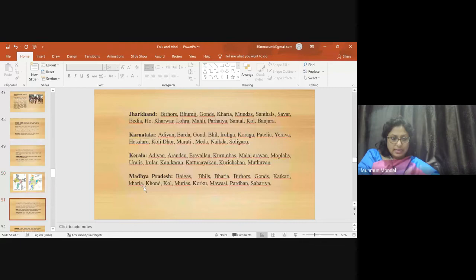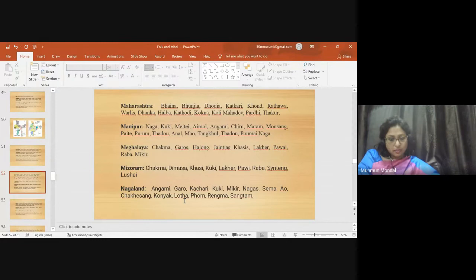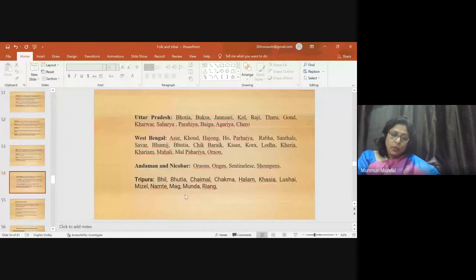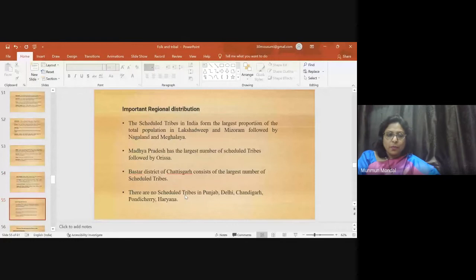I have given a list here. Meghalaya has Garos. Mizoram has Chakmas. Nagaland also has Garos, because these Garos have different orientations and regional variation. Then Orissa, Rajasthan, Sikkim, Tamil Nadu, UP, West Bengal, Assam, Andaman and Nicobar, Tripura. In Andaman, they are still very much untouched people, far away from the developed and developing culture. If we see the regional distribution, the most important part is that scheduled tribes in India form the largest portion of the total population in Lakshadweep and Mizoram, followed by Nagaland and Meghalaya.